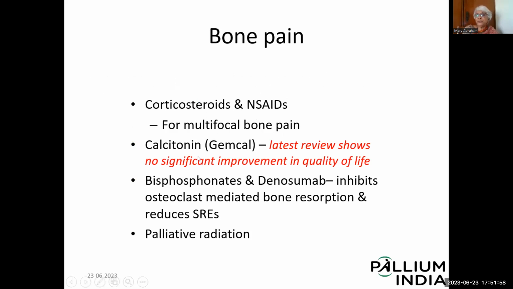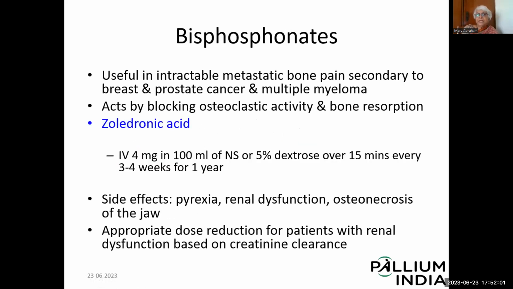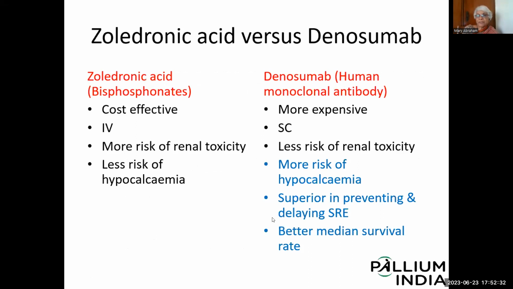Calcitonin in the latest review shows that it is not very effective. So the bisphosphonates, the ones that we use are the zoledronic acid. It acts by blocking the osteoclastic activity and enhancing the bone formation. Okay, so how do we give it? Intravenously, 4 mg in 100 ml of normal saline over 15 minutes, and can give it every month for a year. But it has got side effects, so we should keep in mind the side effects of the bisphosphonates.